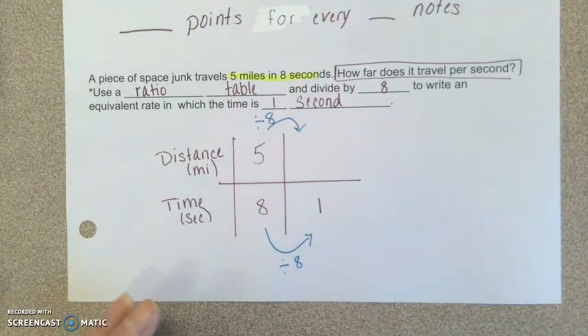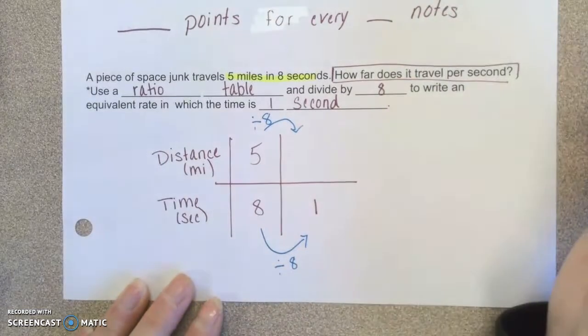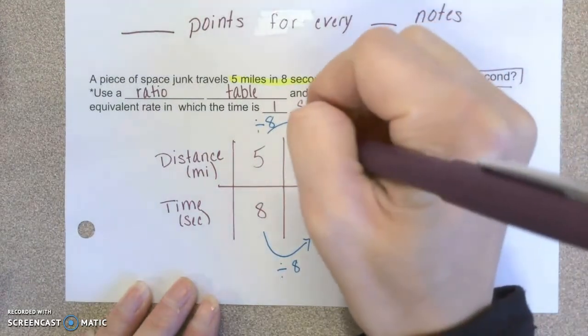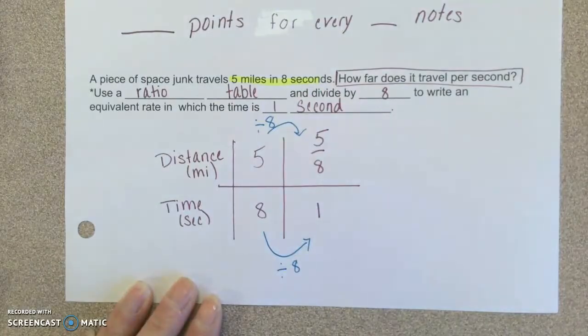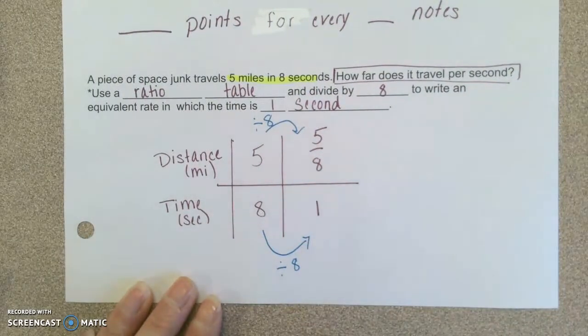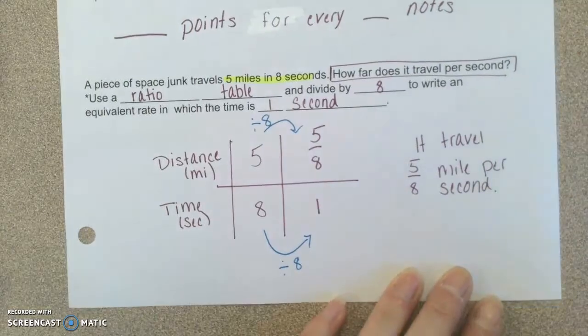Okay, now here's the thing. If I take 5 divided by 8, we are going to end up with a decimal number. However, we know that fractions are just division problems. So I'm going to write 5 divided by 8, and I'm just going to leave it at that. If I have 5/8 of a mile, that's just over half a mile. So I can say it travels 5/8 of a mile per second. All right, flip this over.